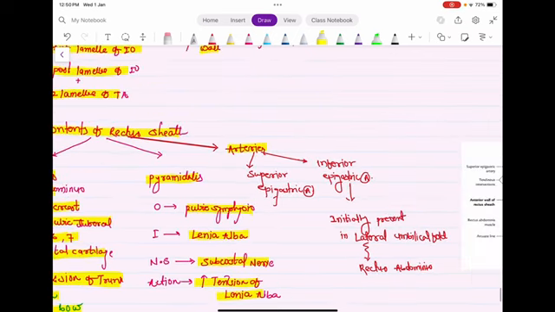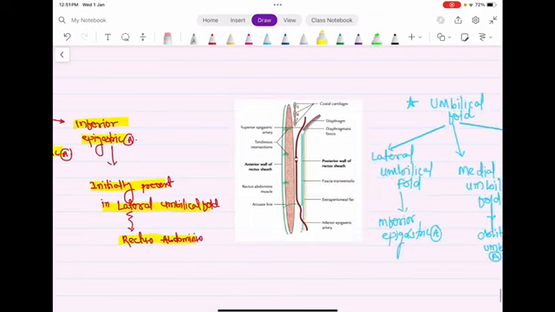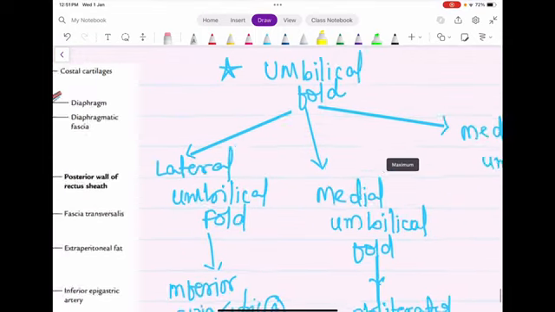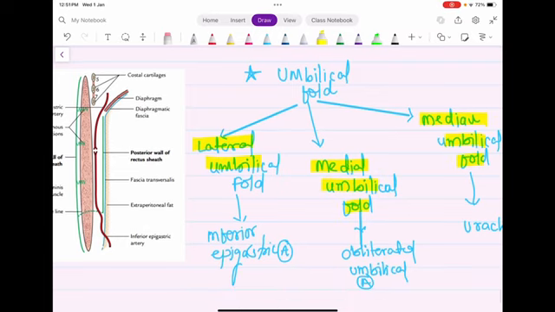Now arteries: the superior epigastric artery and inferior epigastric artery both anastomose with each other. Initially the inferior epigastric artery is present in the lateral umbilical fold and it goes to the rectus abdominis. Okay, coming to the umbilical folds, let's see here. There are three umbilical folds: lateral umbilical fold, medial umbilical fold and median umbilical fold. The lateral umbilical fold contains the inferior epigastric artery.